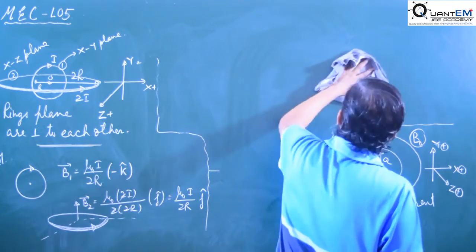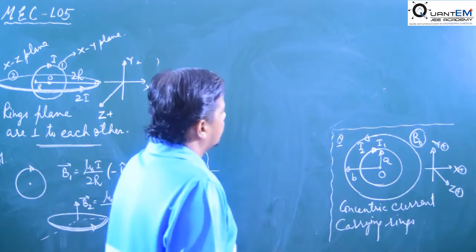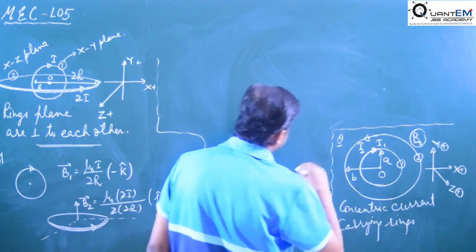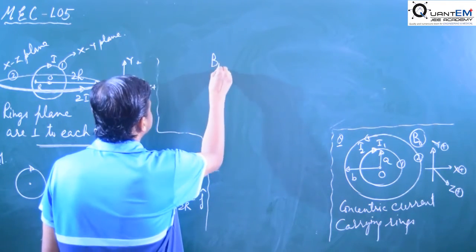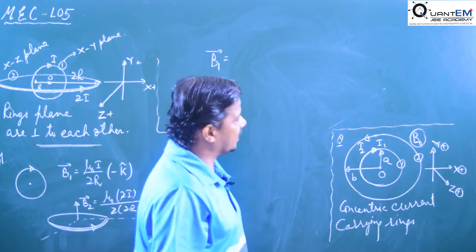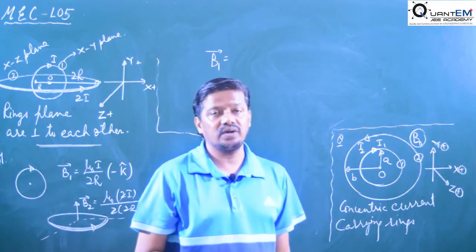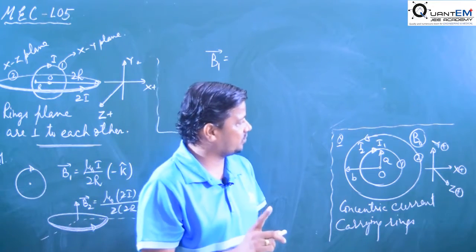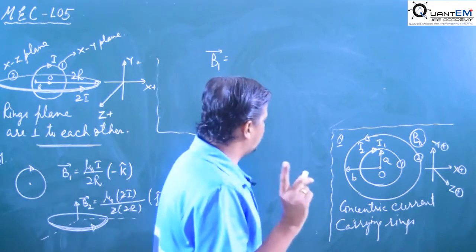Then see, suppose this one is the first and this one is the second ring. For the first ring, B1 in vector form, magnetic field at the center of the ring we have mu naught N i by 2 r for a current carrying coil, but it is a ring, it has only one turn, so in place of number of turns we'll have to use one only.